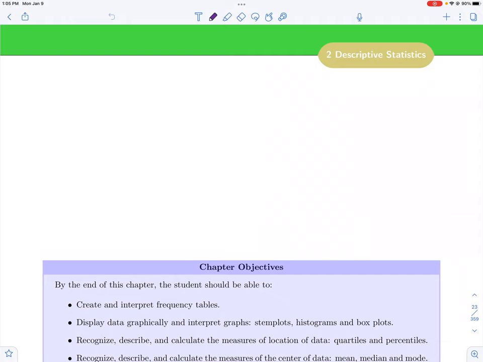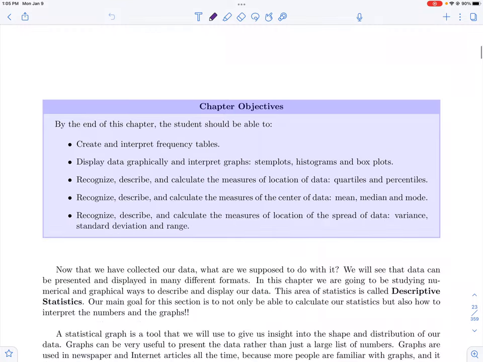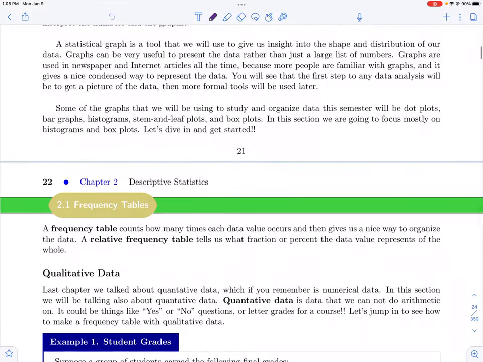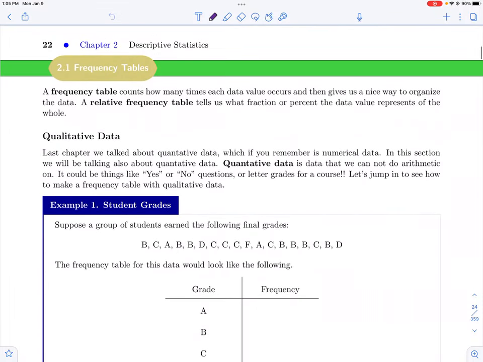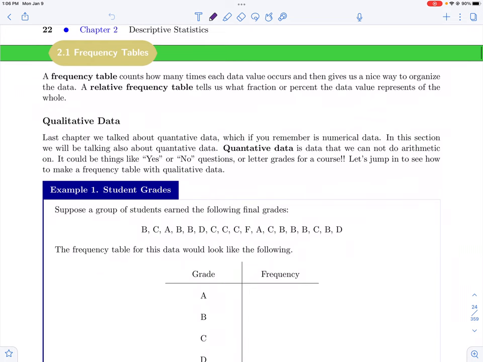So we're interested in doing our descriptive statistics in this section. Again, we're going to be looking at different ways to take our sets of data and actually organize it in a way that people can look at and hopefully understand. In our first section, we're going to look at what's called a frequency table. A frequency table is basically a way to divide the groups up into categories and count how many are in each of the different categories.